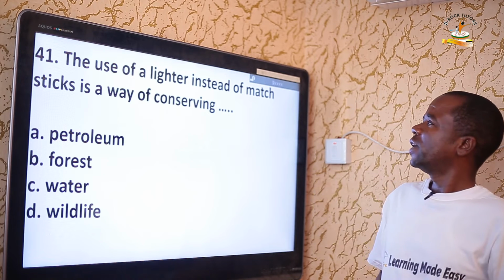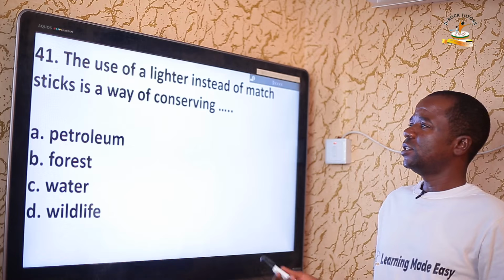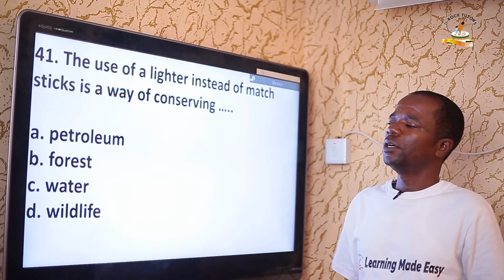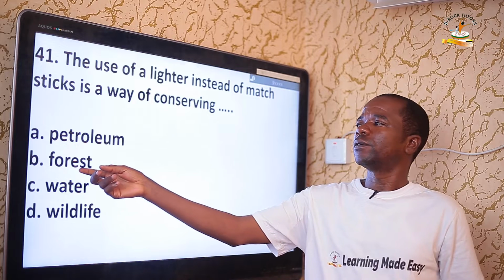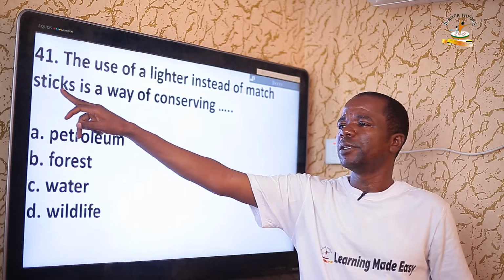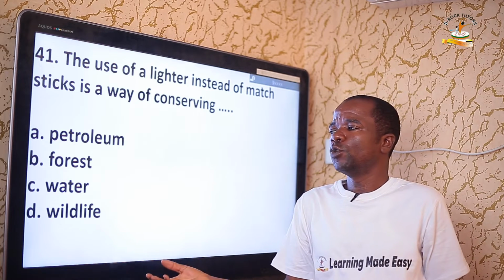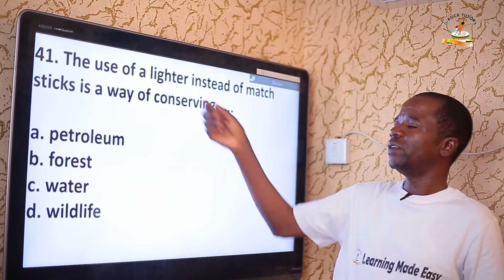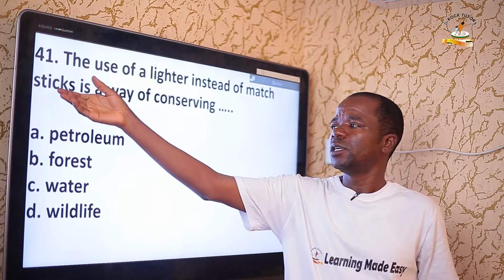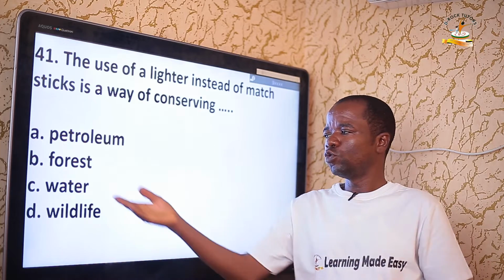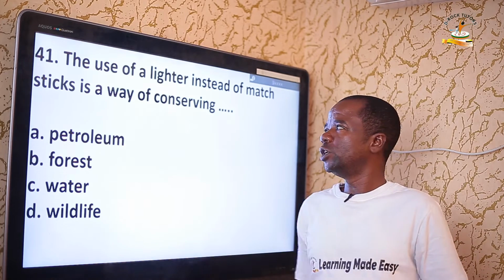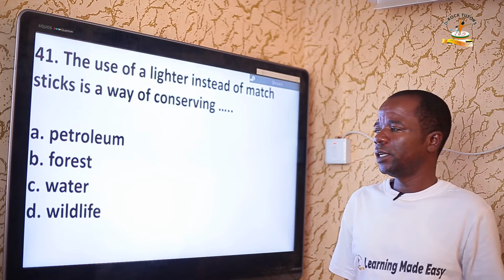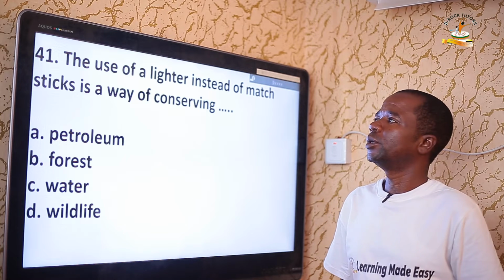Number 41. The use of a lighter instead of matchsticks is a way of conserving dash. Now if you look at this, it's a way of conserving the forest, because we know that sticks are made from wood and wood is gotten from the forest. So when we make use of a lighter instead of a stick, we are going to have less need to fell trees and then we'll be able to conserve the forest. So the correct answer here is B, that's the forest.